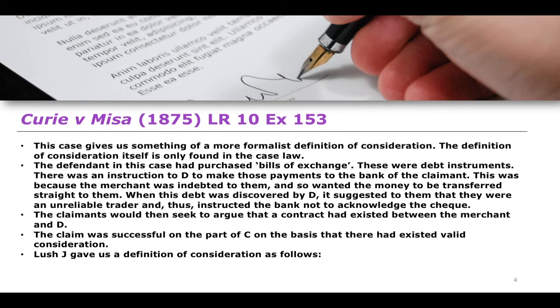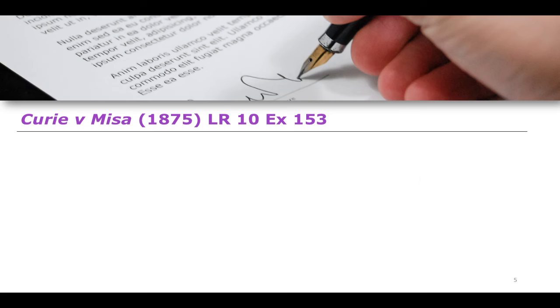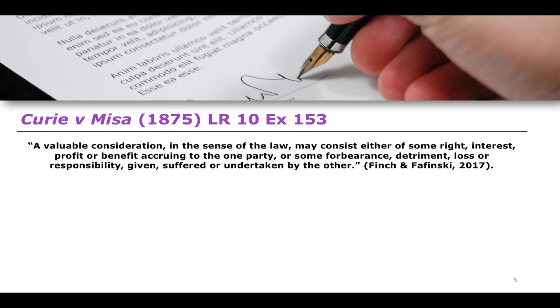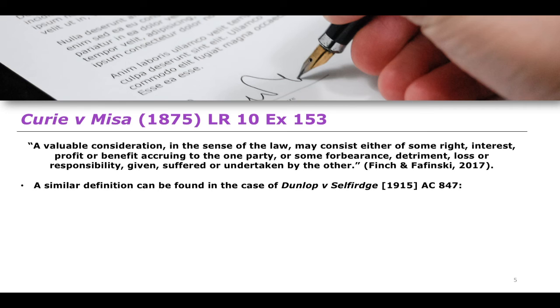Lord Justice Lush gives the following definition of consideration in this case. He says that, quote, a valuable consideration, in the sense of the law, may consist either of some right, interest, profit, or benefit accruing to one party, or some forbearance, detriment, loss, or responsibility given, suffered, or undertaken by the other. This is the definition of consideration as per the case of Currie v Misa, as cited in Finch and Fafinski from 2017.